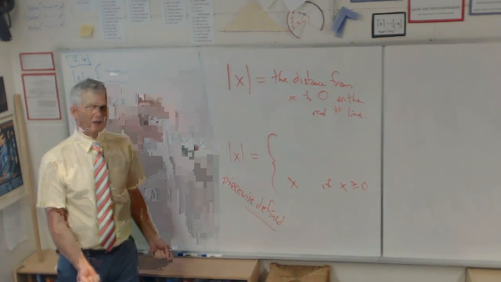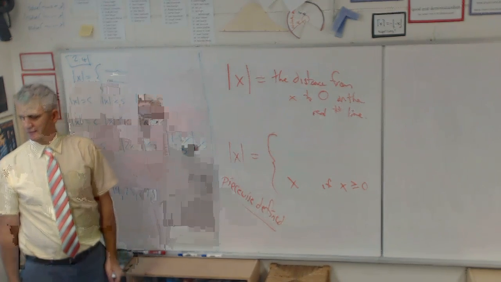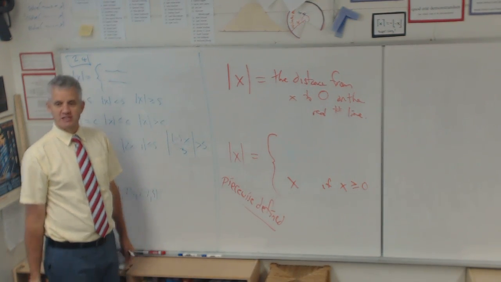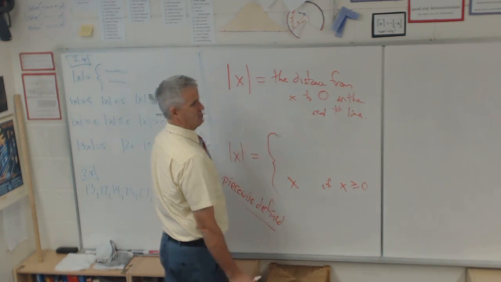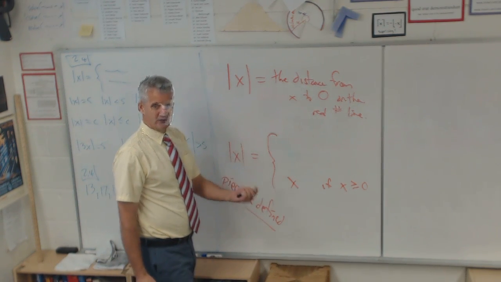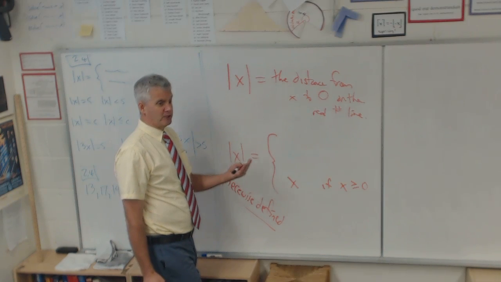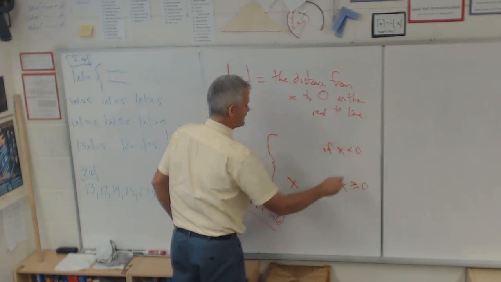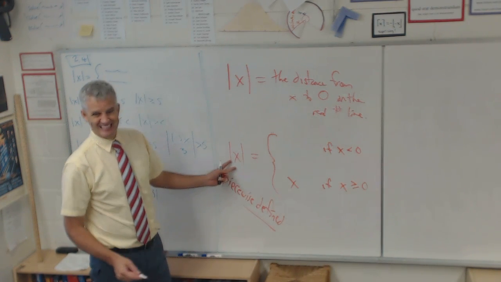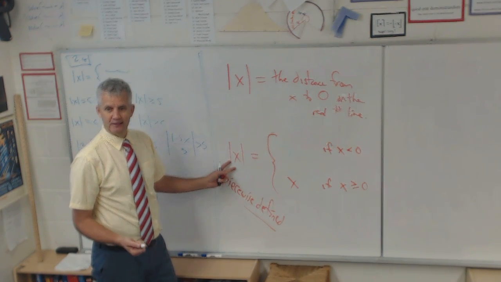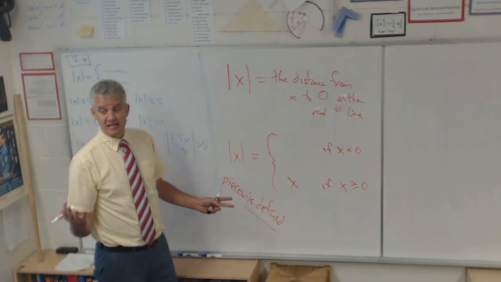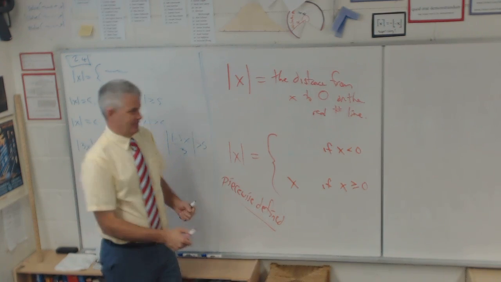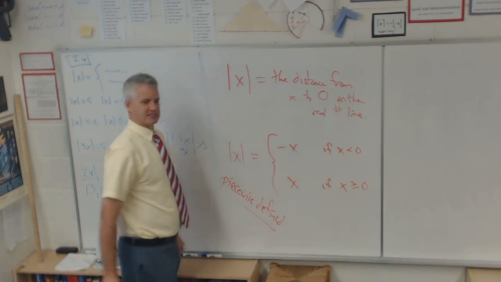If I ask you what the absolute value of 11 is, you say 11. Absolute value of 0, you say 0. The absolute value of 12, you say 12. But if I say absolute value of negative 4, you say 4. If I say absolute value of negative 1.2, you say 1.2. So if my x value is less than 0, the absolute value of x isn't x. It's what? What's the absolute value of negative 7? 7. So it's not negative 7, it's the opposite of negative 7. It's the opposite of x.